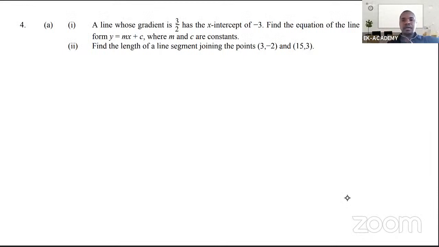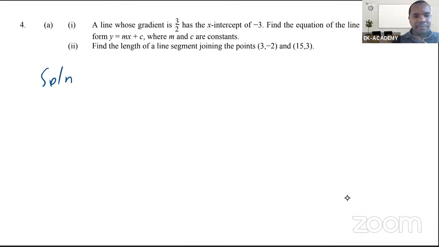So I would like to go directly to our screen where we have the questions. So, dear students, question number 4, 4A part 1, a line whose gradient is 3/2.